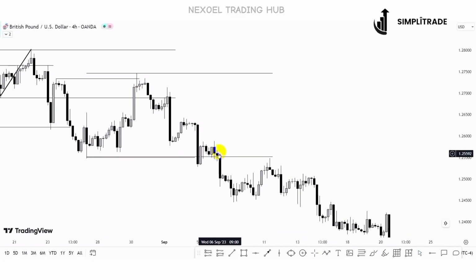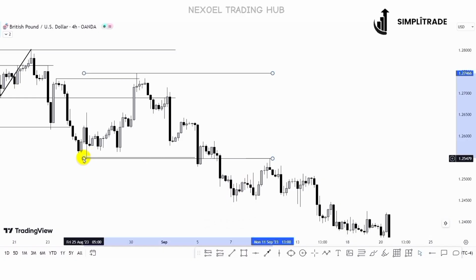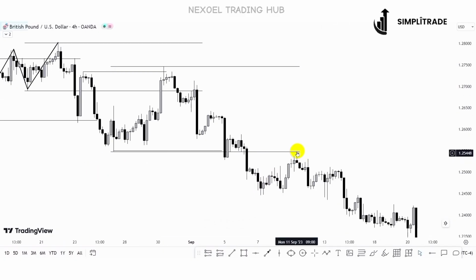And now we can see that price continued the movement to the downside. Price returned, price fell to the downside. Now we can see that price returned to mitigate the institutional order flow. It mitigated the IOF, and then we can see the fall of price to the downside.